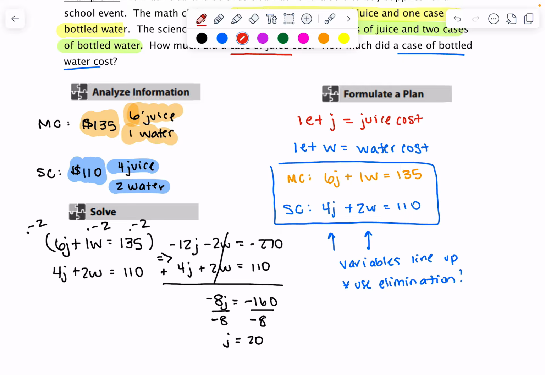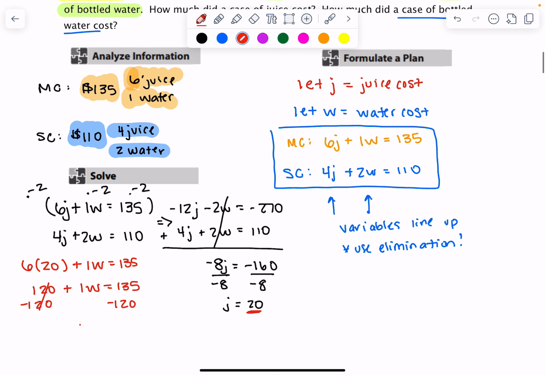I'm going to rewrite. Let's just do the top one. So 6, but instead of the J, I'm going to put a 20 in there. Okay, that's going to give me 120 plus 1W equals 135. Subtract the 120, and I get 1W equals 15. So that means a case of water equals $15.